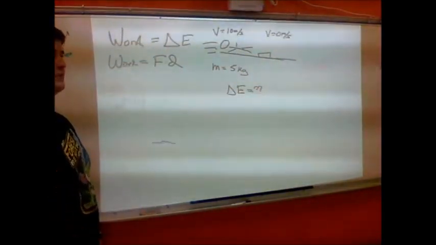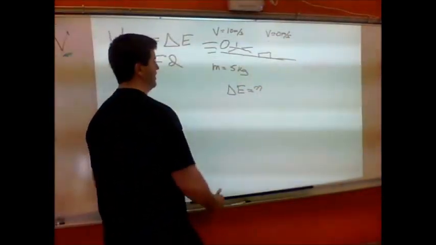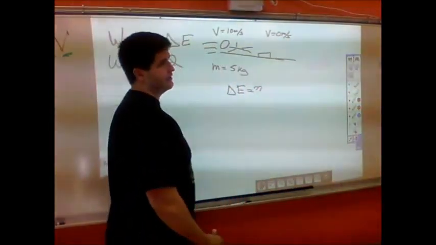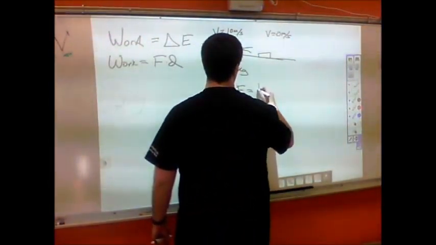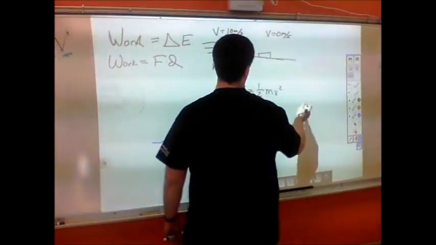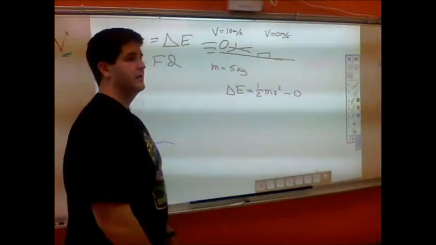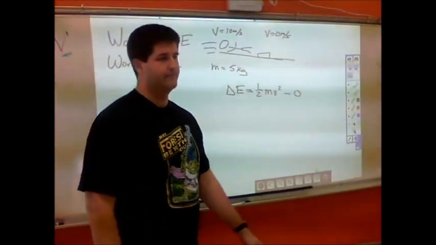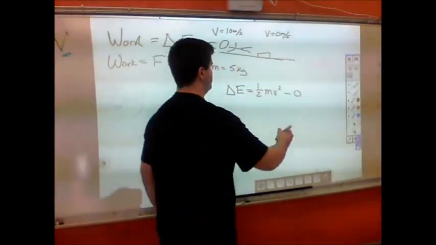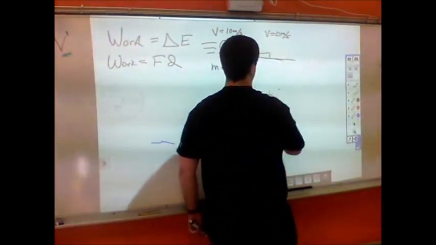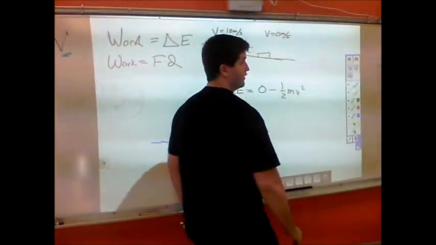You start with kinetic energy. What's the equation for kinetic energy? 1/2 mv squared. And how much energy do you have at the end here? 0, because you're at rest. So we have 1/2 mv squared minus 0, because it's final minus initial. Or, I guess it would be 0 minus that. So it should be 0 minus 1/2 mv squared.